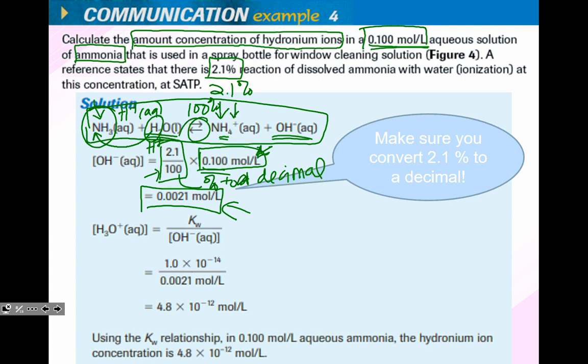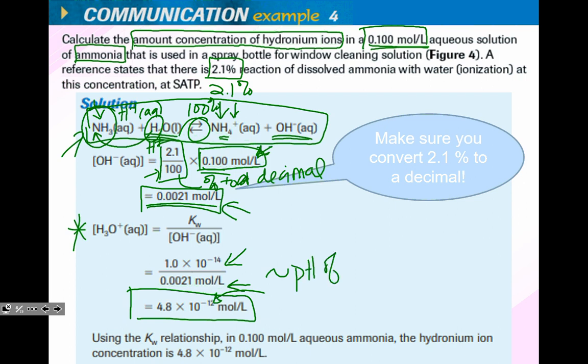It's only 2.1%. Okay, now that we have our concentration of our hydroxide ion, we can find the concentration of our hydronium ion by just going Kw over the hydroxide ion. Here's my 1.0 times 10 to the negative 14 over my 0.0021 moles per liter, which is going to give us 4.8 times 10 to the negative 12 moles per liter. That's a very, very small amount of hydronium ions, which makes total sense because this is a weak base, okay? So this would be a pH of about 12, okay? And a strong base would be like a 13 or a 14. Okay, so that makes sense.